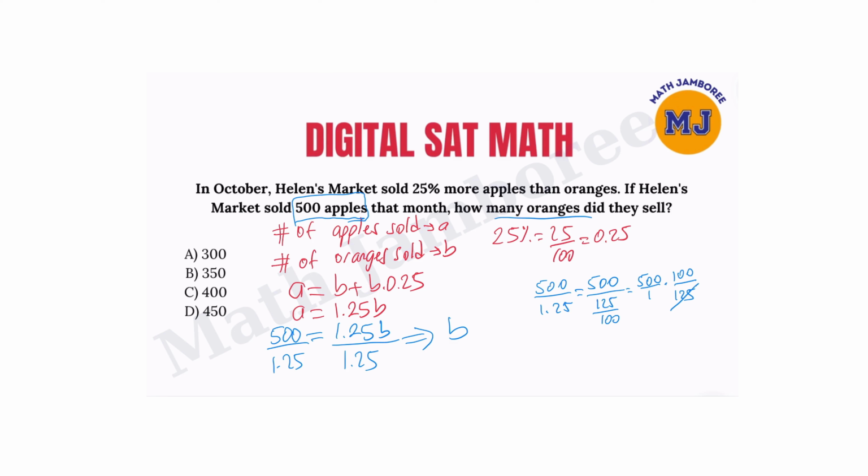So 125 goes into 500 four times. If you simplify it, because 4 times 125 is 500, and 4 times 100 gives you 400. This is how you can calculate algebraically. But you're allowed to use your calculator anyway. And if you divide 500 by 1.25, you will get 400 oranges.